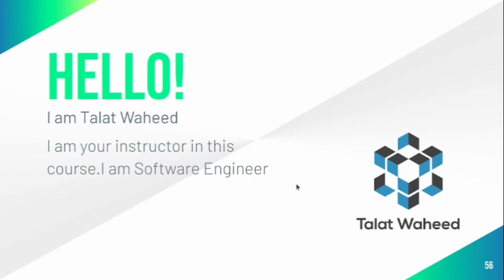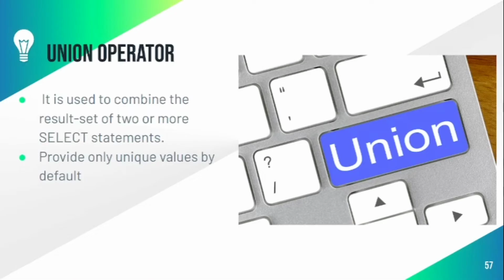In the previous video I told you about joins. So today's topic is the union operator. So let's talk about the union operator. It is used to combine the result set of two or more select statements. You can use two tables in it, okay, and it will provide you only unique values.